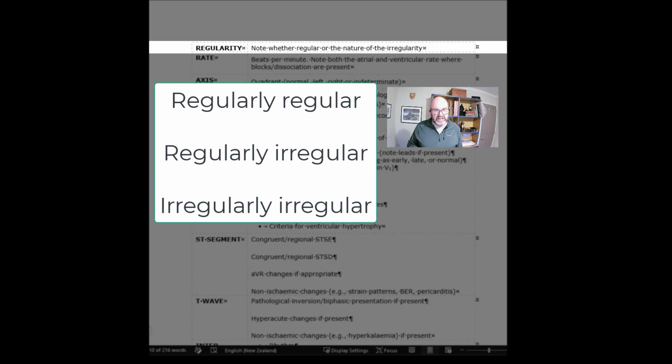The last determination that you might make is a rhythm that would be irregularly irregular. So in this case, if the difference between the R to R intervals is greater than 0.08 of a second, and there is no predictability as to where the next R wave will fall, it is described as being irregularly irregular. And the archetypical example of an irregularly irregular rhythm is atrial fibrillation.